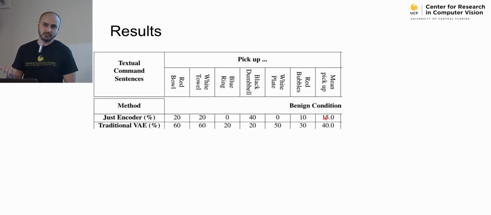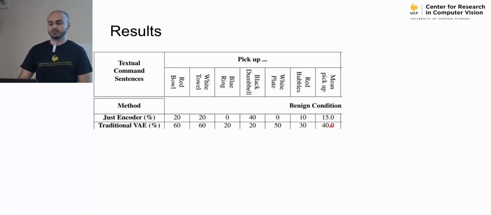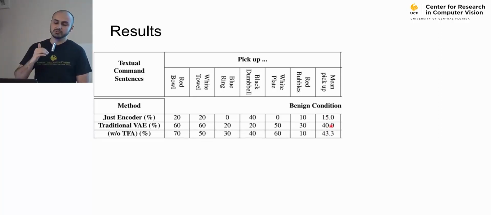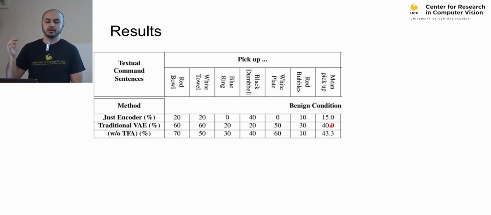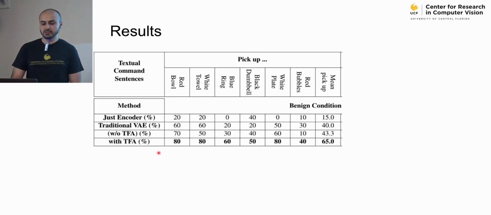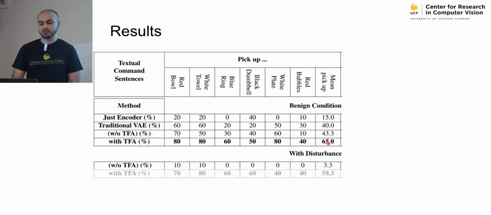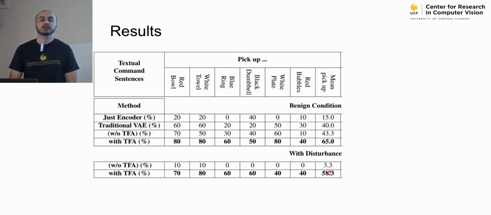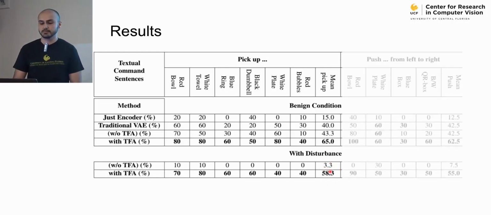If we use a traditional VAE, which means we don't have a discriminator, it's just a variational autoencoder, the result can be 40%. If we use the VAE with discriminator, which is a VAE again but without the task-focused attention, the result is going to be 43%. But when we use our proposed task-focused attention, even in the benign condition, we can show that the results boost. Then in the environment with disturbance, we can show that our approach can boost the results a lot, from 3.3% to 58%, which is a huge improvement.